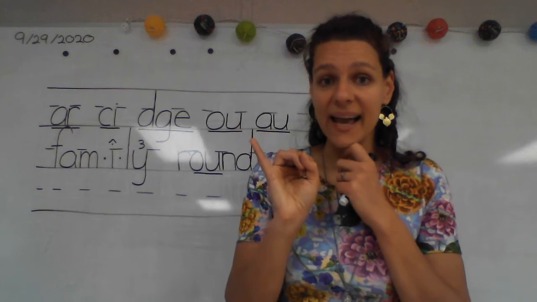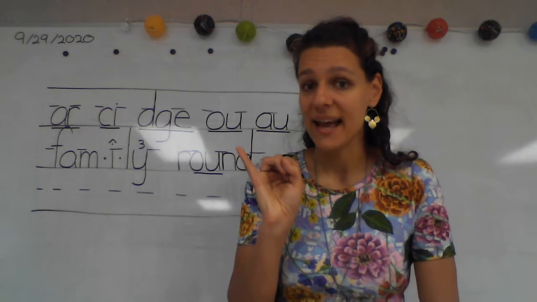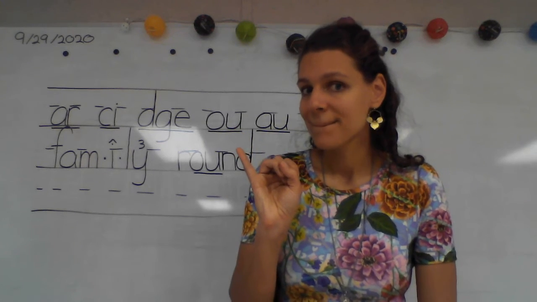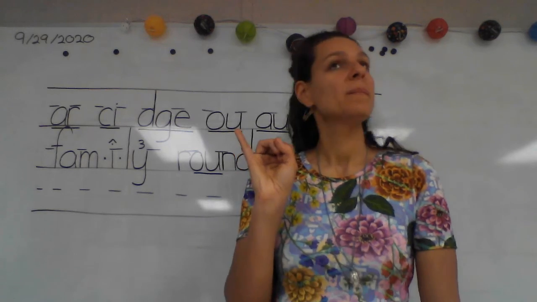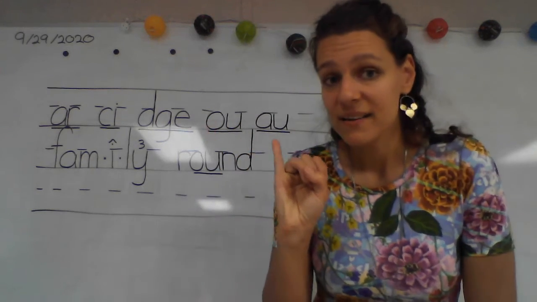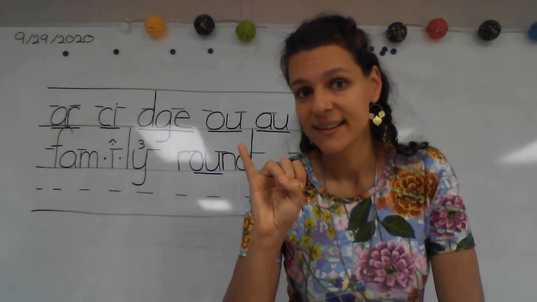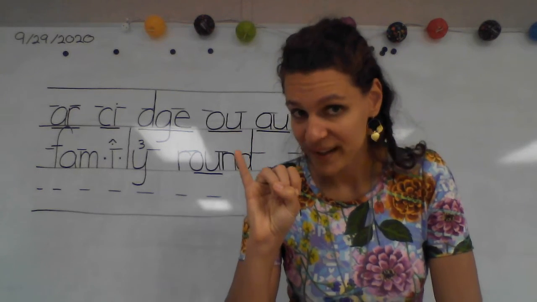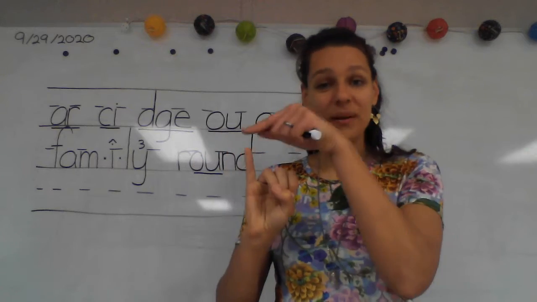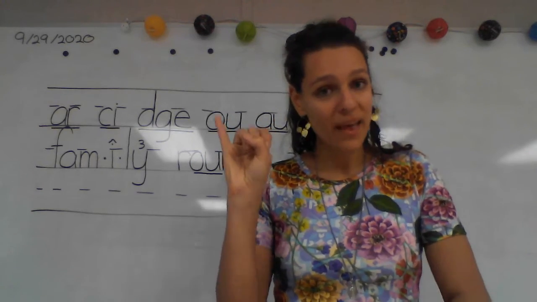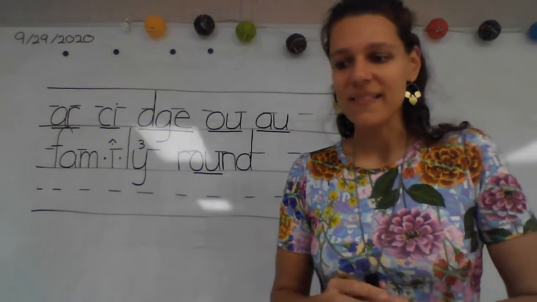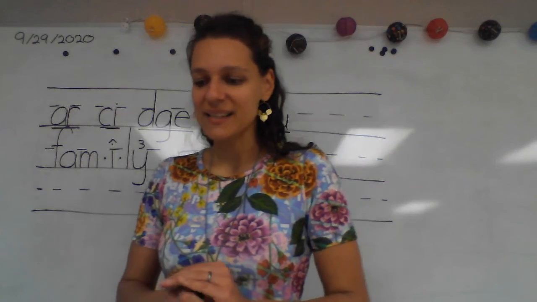Class, what lets our a-ah say its name in around? All right, it's at the end of a syllable. What do we call a syllable with the vowel at the end? Good, an open syllable. So this is an open syllable. That's what lets our vowel say its name. Write that first syllable. Say it while you write it.